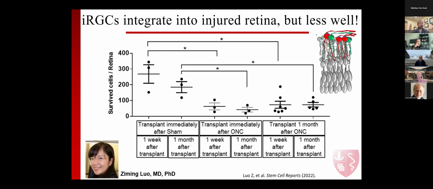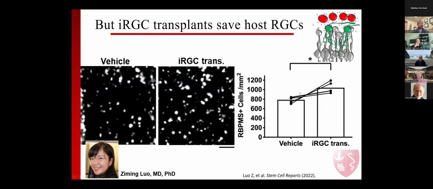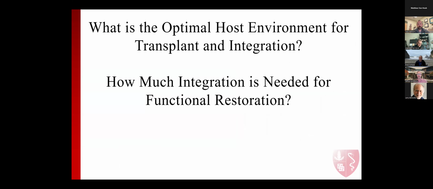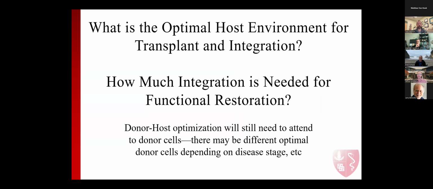However, again, when you think about changing the environment, we did notice in these experiments that merely doing the transplant actually saves the host cells from dying after optic nerve crush. So again, this premise that there is the opportunity to modify the environment through the transplant itself is a really important one to think about. And then the other question that I just wanted to make sure we seed here today, in addition to these direct questions, is the premise that donor cell host environment optimization is still likely to need us to attend to the donor cells.